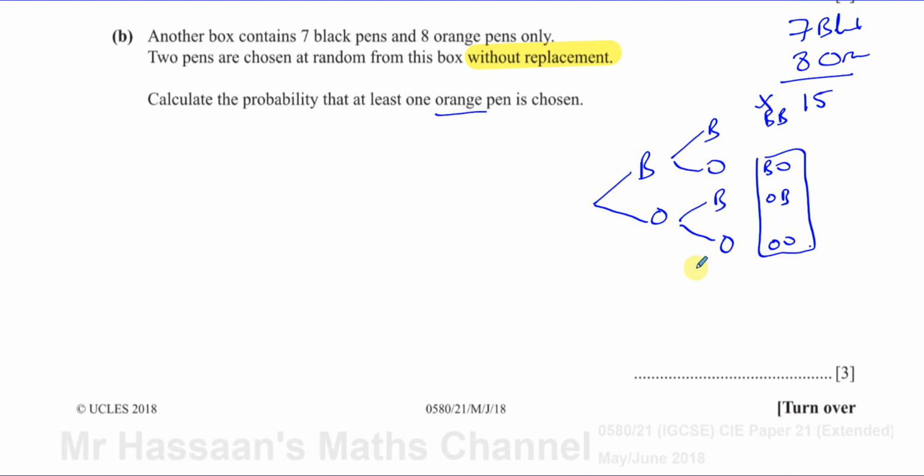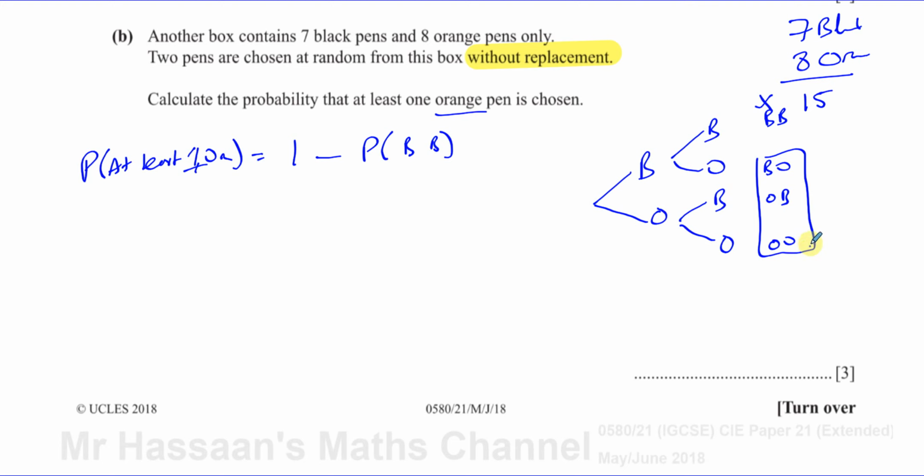So with probability, if there are a lot of different outcomes that you want to include, and there's only one that you want to exclude, then we can say that the probability of at least 1 orange is equal to 1 minus the probability of them both being black. Okay, so if you take away this from the total probability, which adds up to 1, we're going to end up with all of these combined.